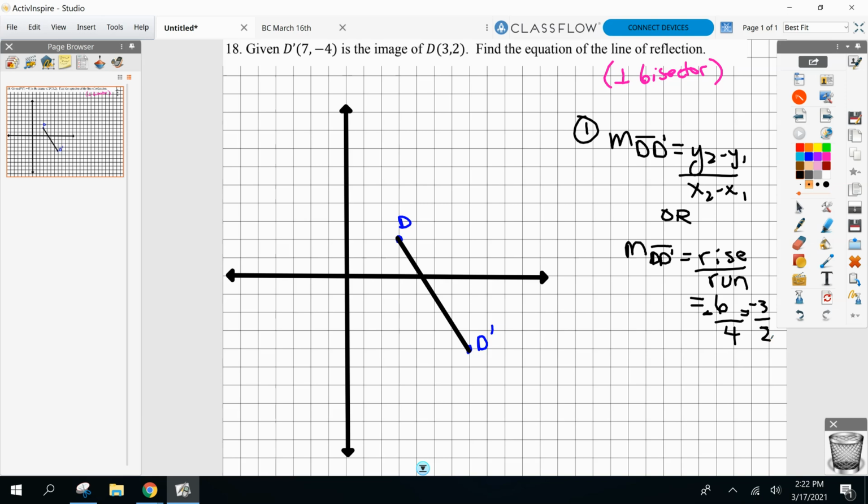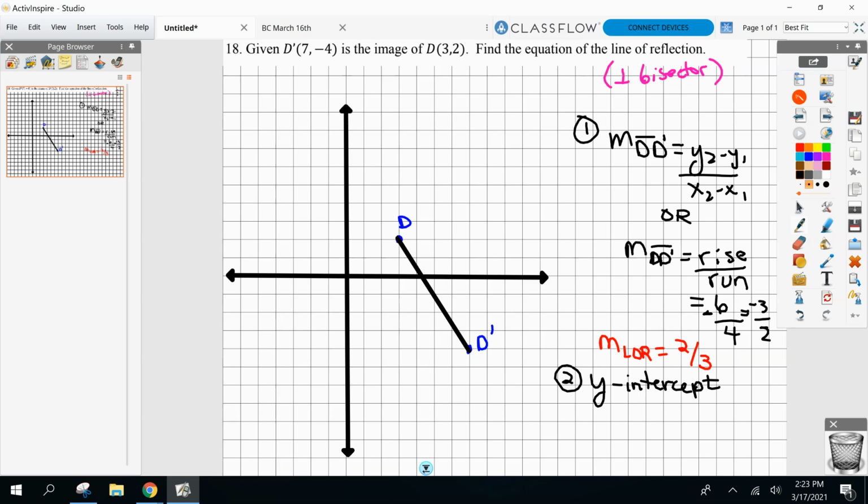So that would mean the slope of my line of reflection, because they're perpendicular, has to be the negative reciprocal of negative 3/2. Flip it, change the sign, positive 2/3. So there's the slope of my line of reflection. Next thing is, all right, I got the slope. How about that y-intercept?